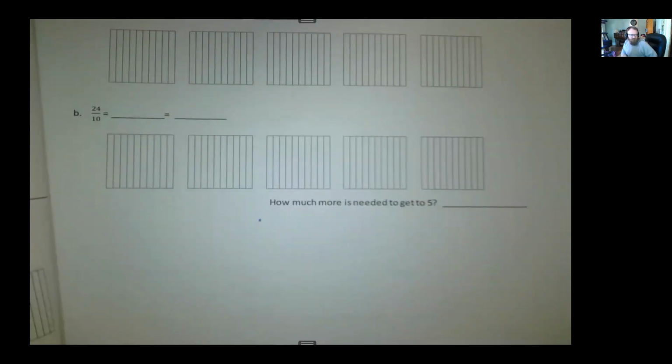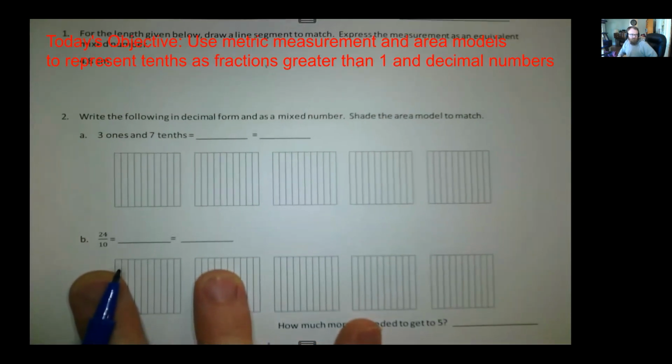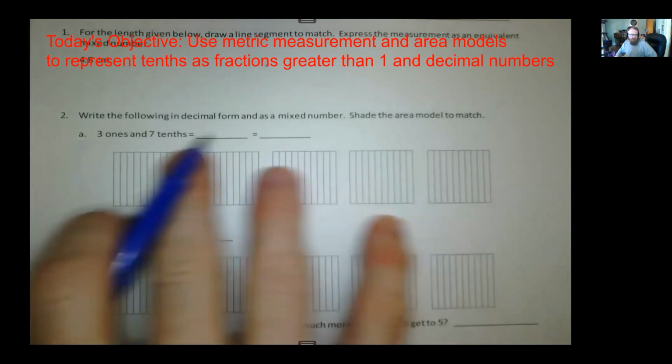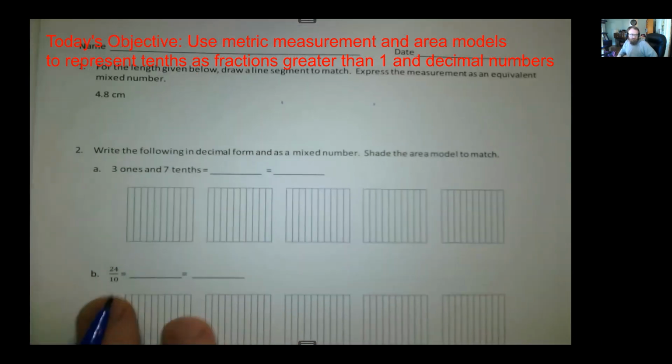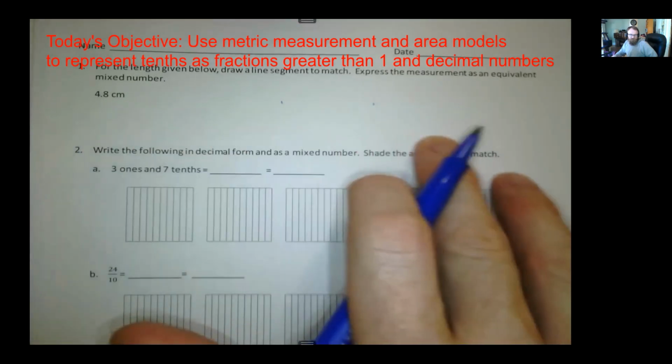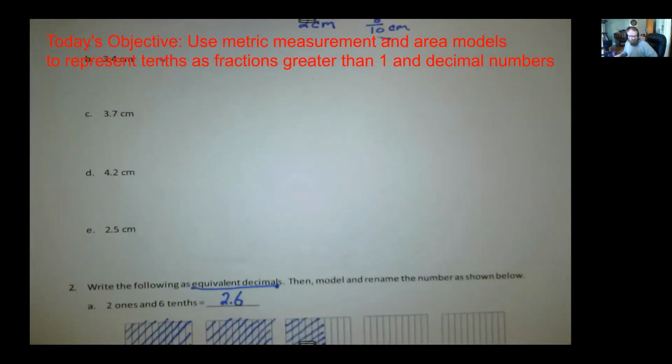Shading to represent values that are more than 1, and drawing a line segment and labeling it. Look back to the problem set, finish the problem set first, complete the exit ticket, and submit.